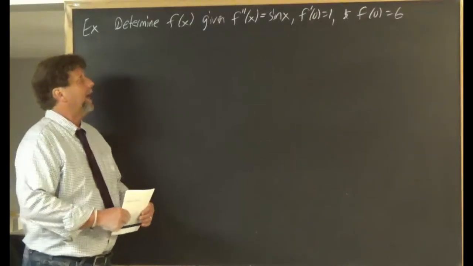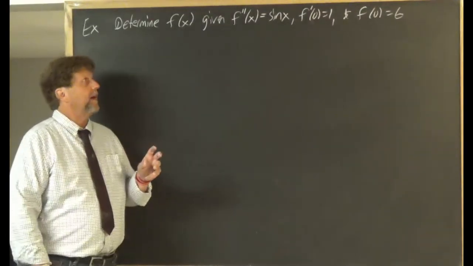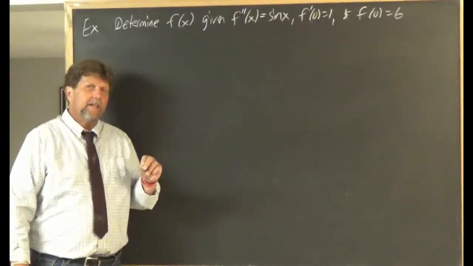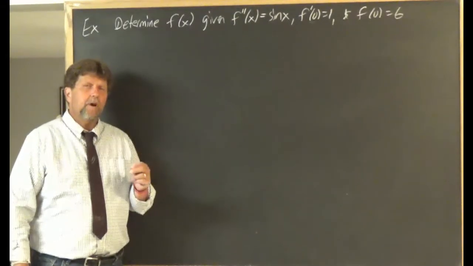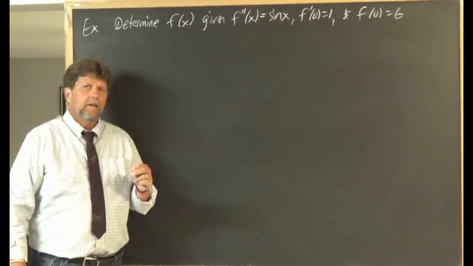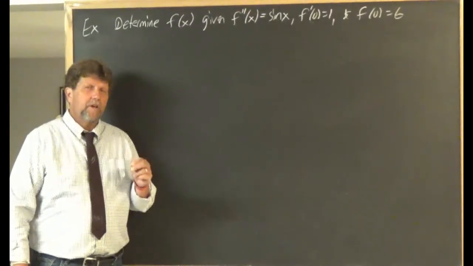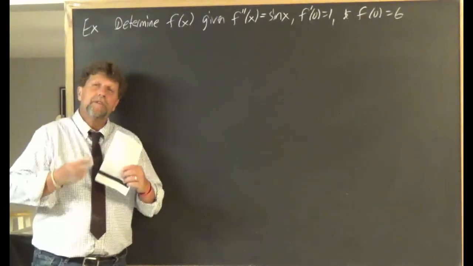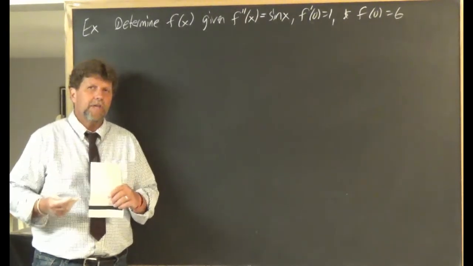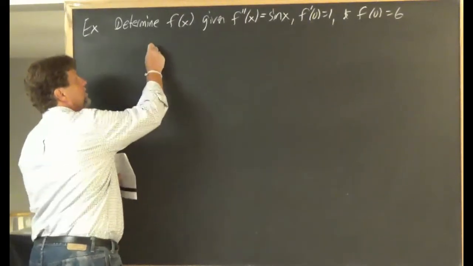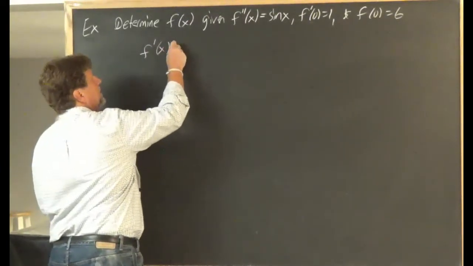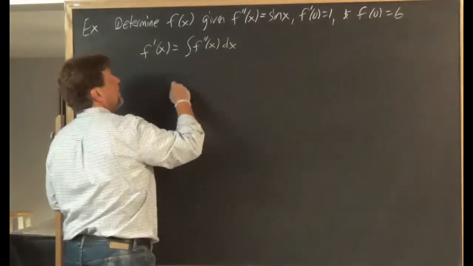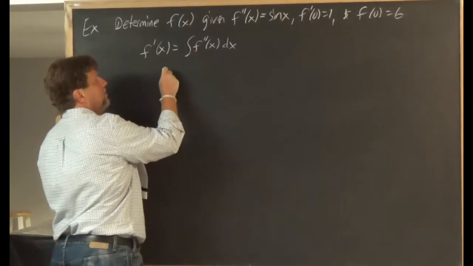All right, now let's check this one out. We're supposed to determine f of x. We're given f double prime of x is sine x. F prime of 0 is 1, and f of 0 equals 6. Well, we start off by trying to figure out what f prime of x is. So remember, differentiation and integration are inverse operations. So we can determine f prime of x by integrating f double prime of x. We'll undo to get to f prime.